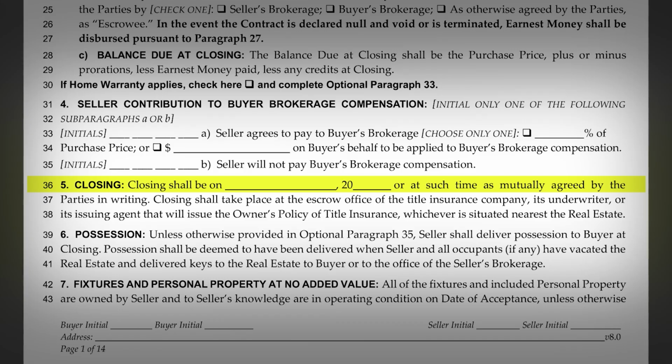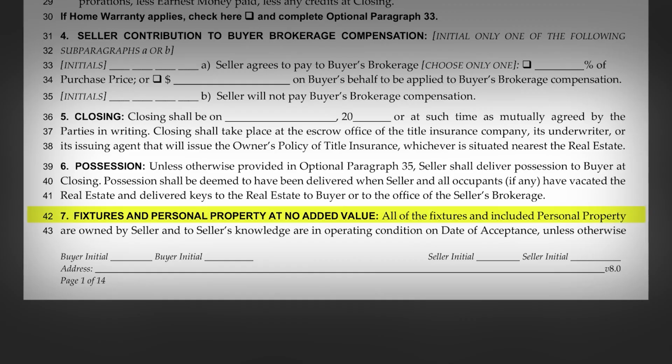You simply put when the closing will be, and then you get to talk about possession in paragraph 6. And once again, not a change, just a location change. And then they talk about fixtures and personal property at no added value. So essentially, that's page 1. So all your salient facts, once again, right there on page 1. Fill out all the blanks. If they don't apply, make sure you put an NA or a dash through.